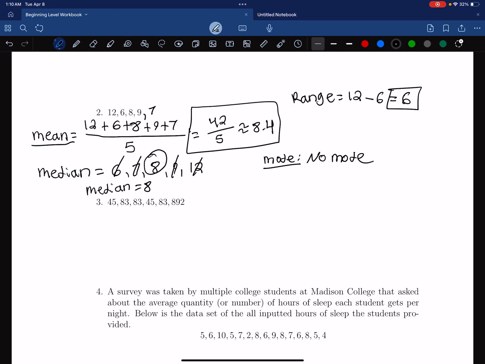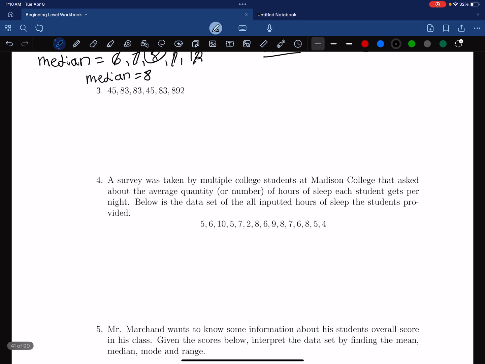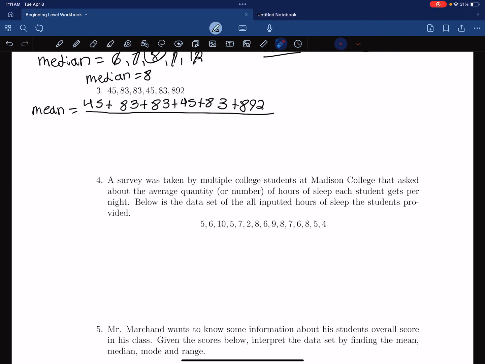And then looking at example 3, I encourage you to pause the video as always and try it on your own. Now let's work through it together. So we have our mean. And to find our mean, we are going to add up all the data values. So we're going to get 45 plus 83 plus 83 plus 45 plus 83 plus 892. And then we're going to divide all these values by 1, 2, 3, 4, 5, 6.